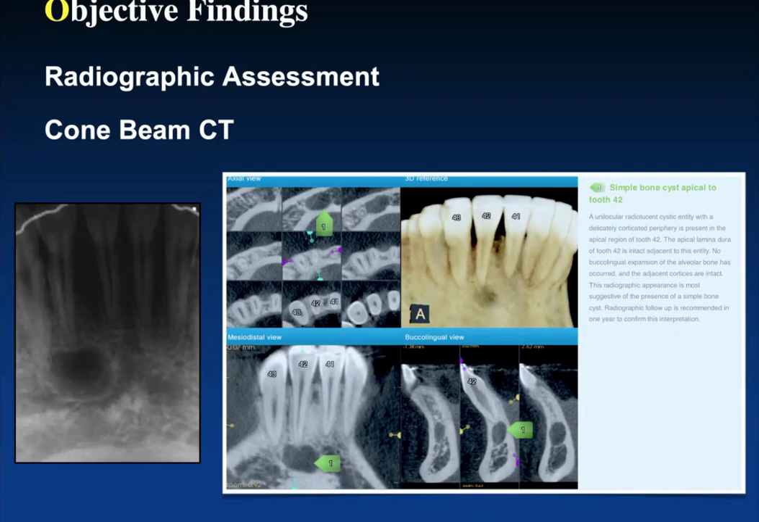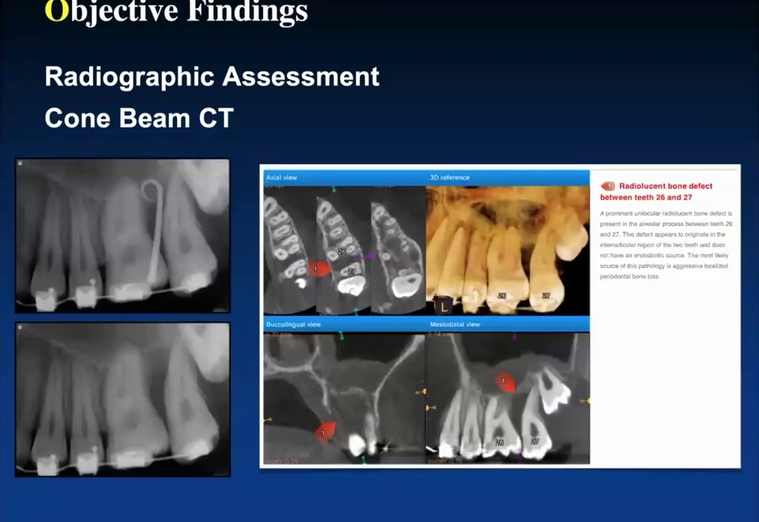And it clearly shows that there is a simple cyst happening there, and that needed monitoring. Now, this is as well one of the cases that makes you think what's going on, that both teeth tested vital. Sinogram was done because there was a sinus tract, and there is something going on in between the two teeth.